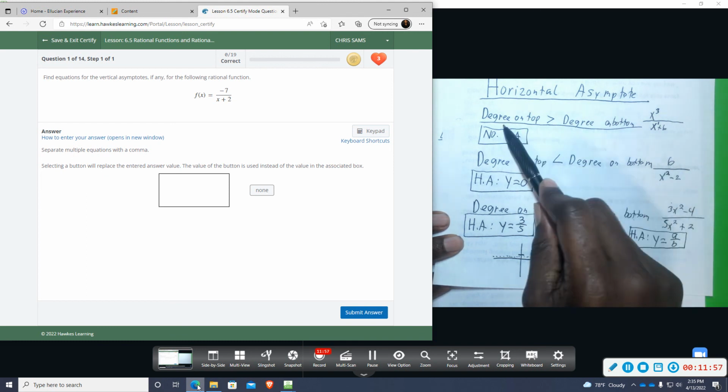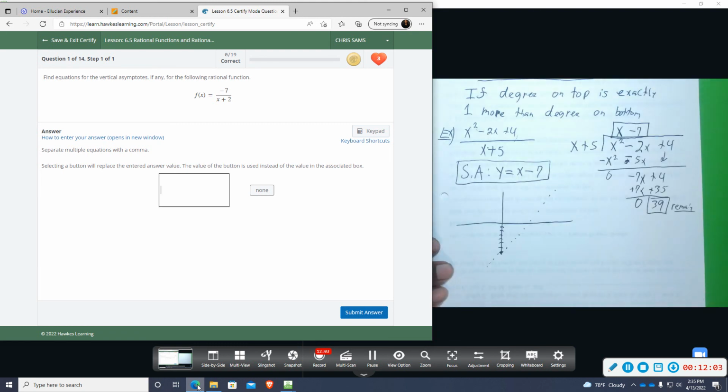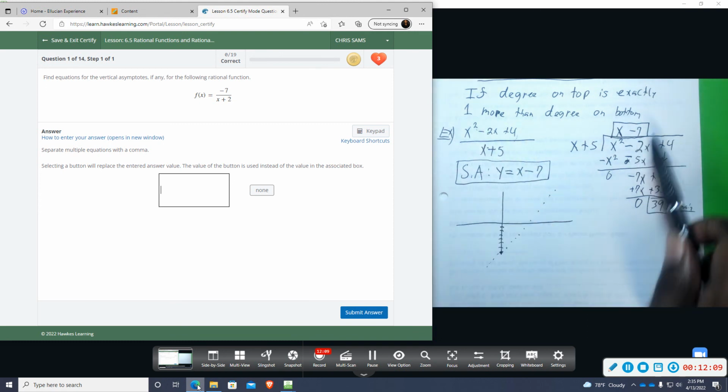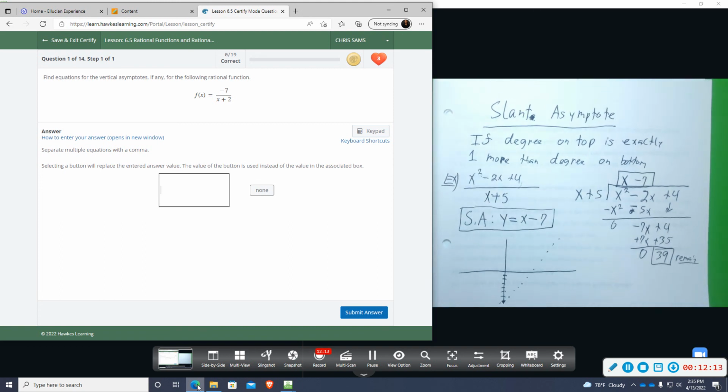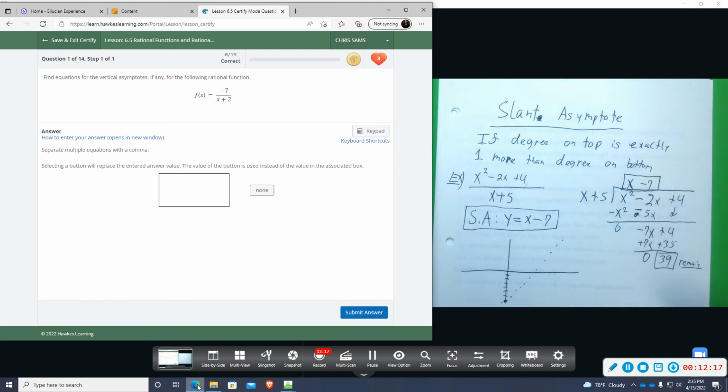So you got 3 of them. Top is bigger, the bottom is bigger, and they're equal. And then you have the slant asymptote, when the top is exactly 1 more than the bottom, and you have to do long division to figure that one out. So these are the different types of asymptotes that we're going to be solving for. And with that, we're going to stop and we'll start our practice examples.